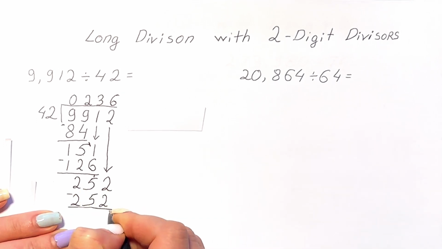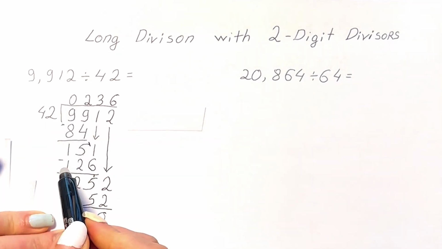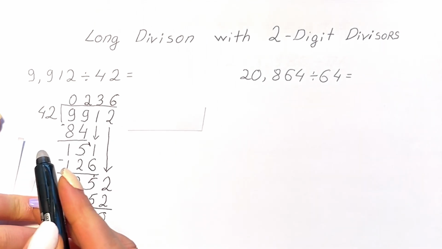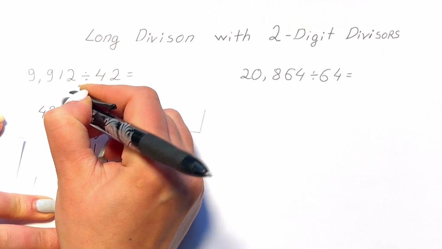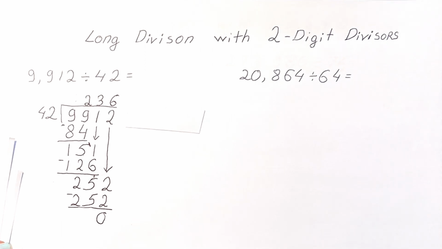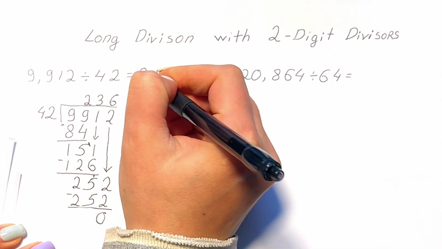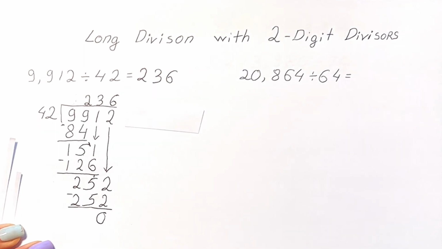I'm going to subtract: 252 minus 252 is equal to 0. So I'm going to erase the 0 at the front of the quotient because a number can never start with 0. Okay, so 9,912 divided by 42 is equal to 236.